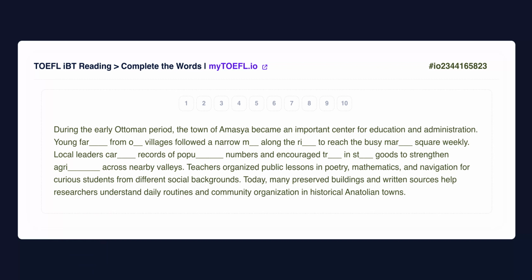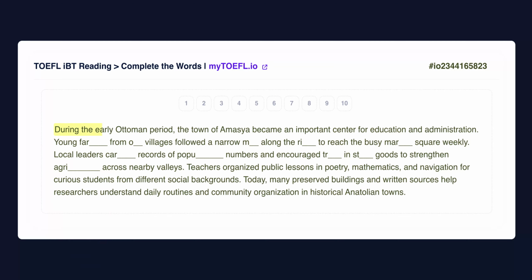To start our lesson, let's look at the very first sentence of the paragraph. This sentence is vital because it establishes the setting and the main topic we will be discussing. Since it is already complete, we should use it to gather as much information as possible about the time and place. Listen for the key themes that will help us solve the blanks later in the text.